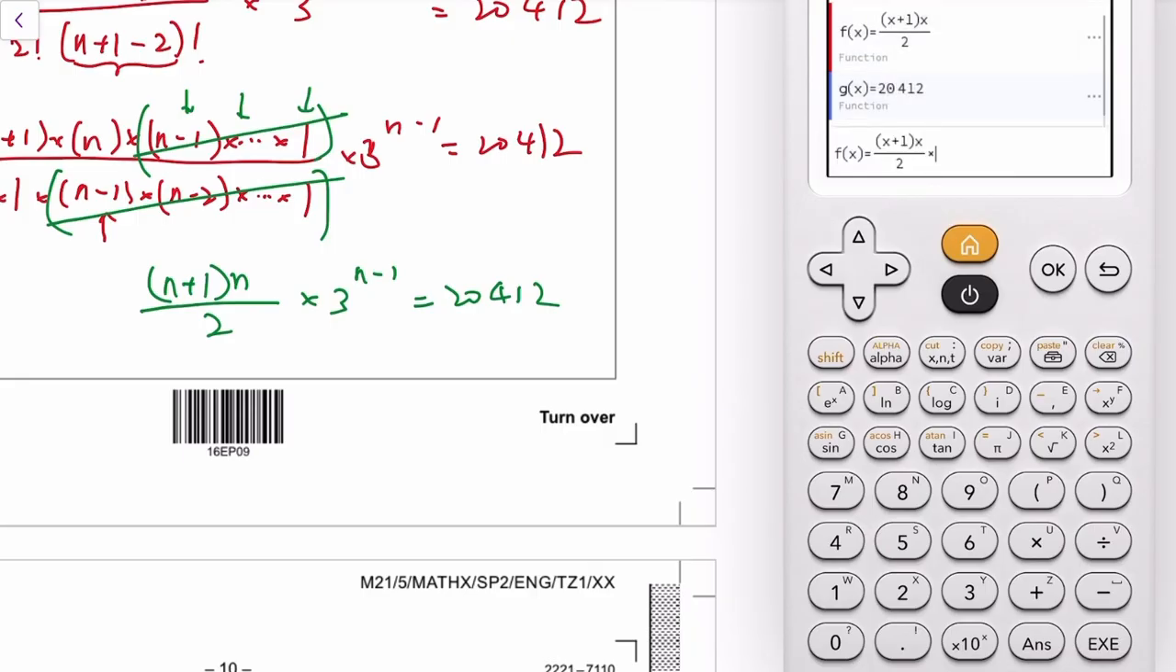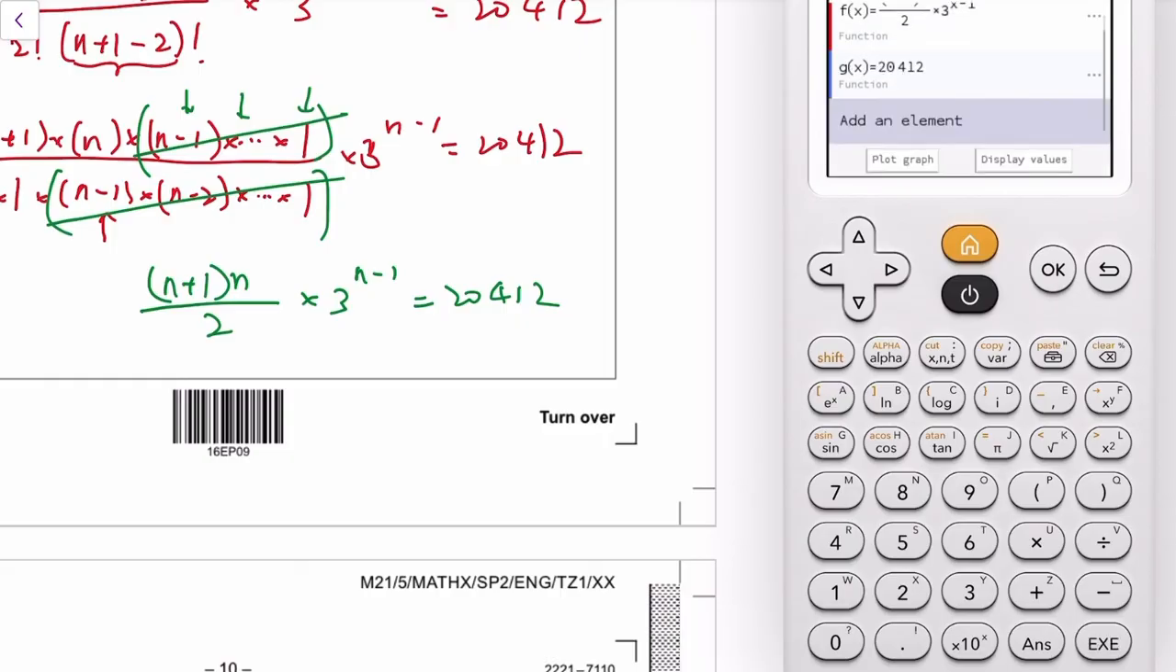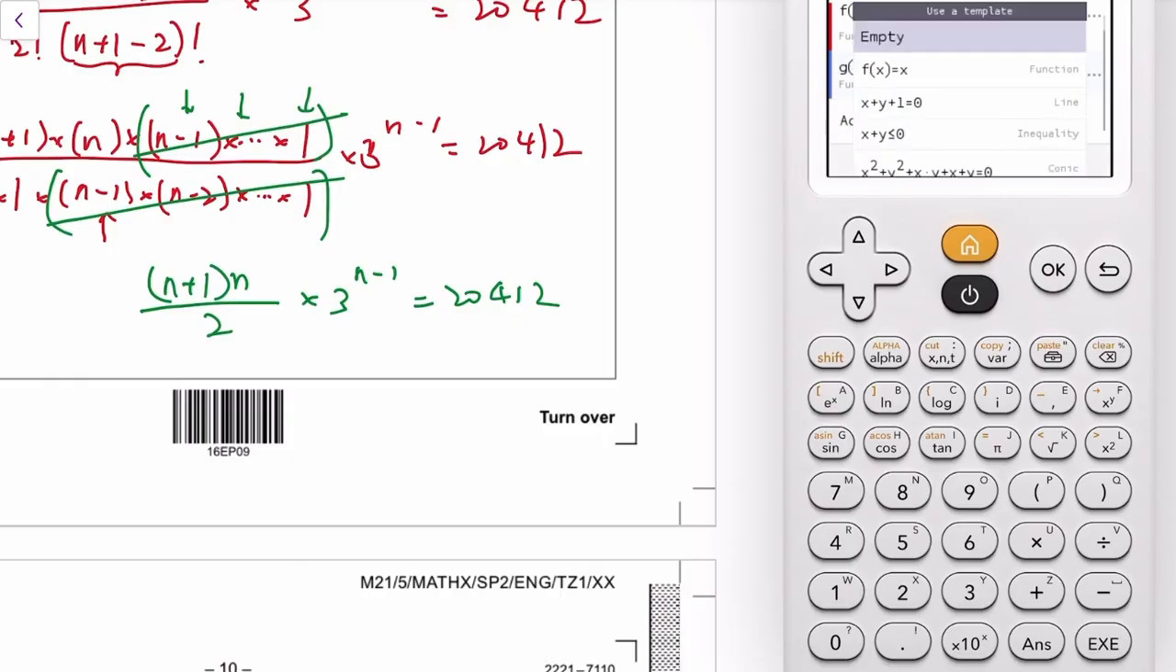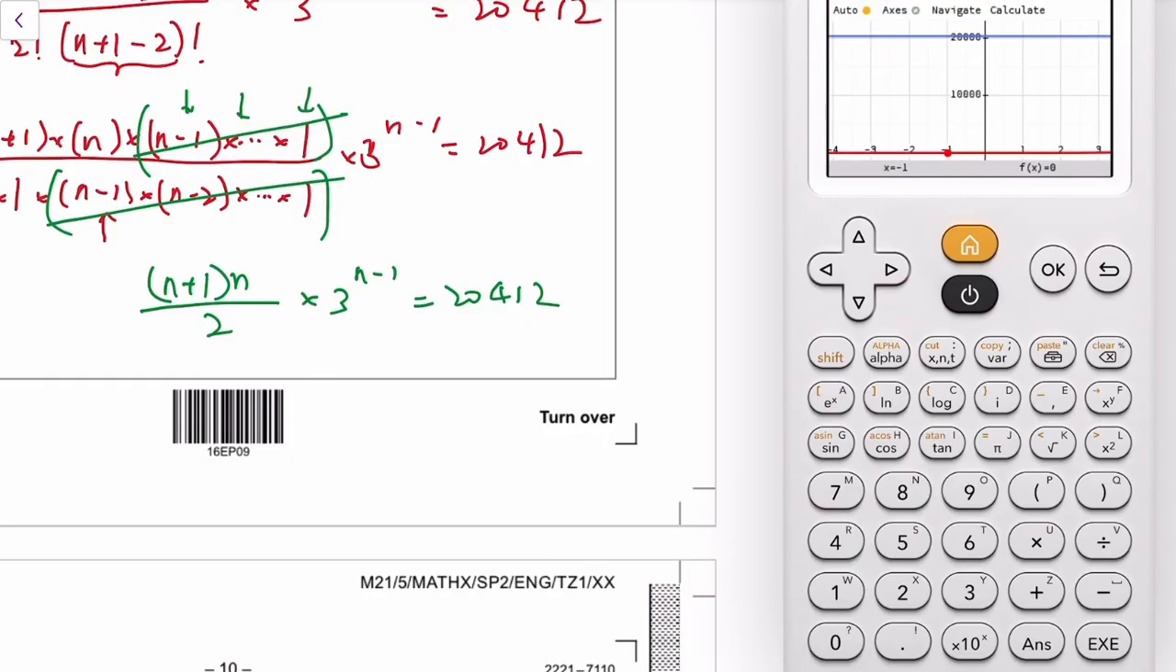I forgot the times. The 3 to the power of x minus 1. So that should work. So I plot it. Now, so you can see I need the red line to go up to the blue line to see it. So I probably need a lot more x. So this is what I mentioned about setting the window.